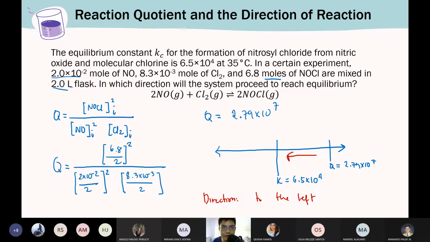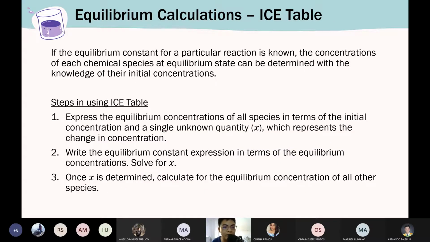Okay? So, ganun na sila karami. So, to solve that, may ICE table tayo. Or kung familiar ka nito sa senior high school, minsan tinatawag siyang RICE table. Okay? Pero same lang yan. RICE and ICE, same lang. Okay? But if this is new to you, then let me explain.